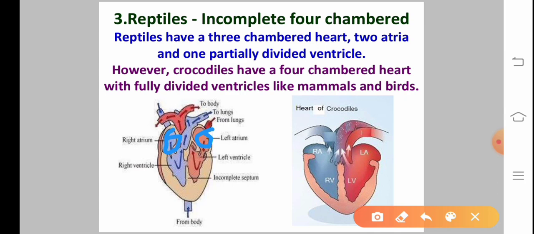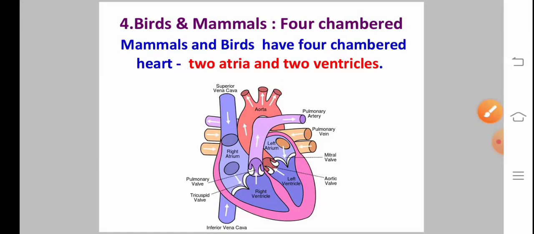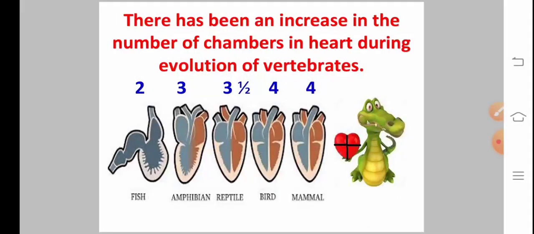Then about crocodile. Among the reptiles, crocodile alone has a four chambered heart. It is with a fully divided ventricle, like mammals and birds. And the fourth one is birds and mammals, which have a four chambered heart, two atria and two ventricles. There has been an increase in the number of chambers in the heart during evolution of vertebrates. From fish to mammals, the number of chambers increases.